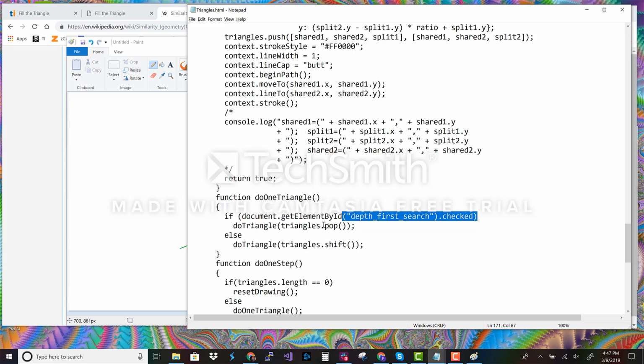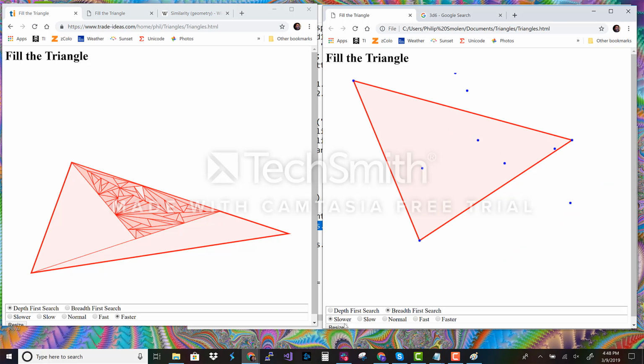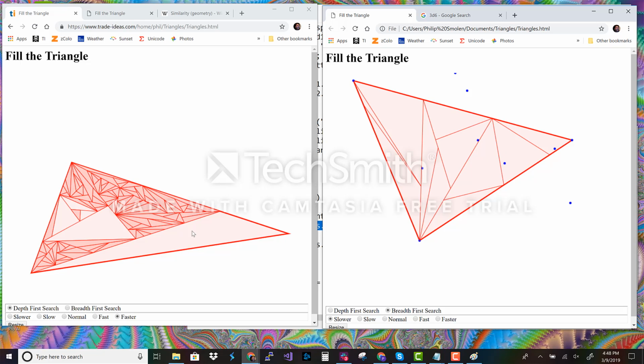And if it's depth first, then it grabs the last one that we added on. So depth first tries to take a recently broken triangle. This one was broken up a long time ago. It's just going to sit there. It's the most recent stuff that gets the action. Versus breadth first, where it tries to spread the action out as much as it can. So again, this has these regions that hadn't been touched because we're only looking at recent stuff.